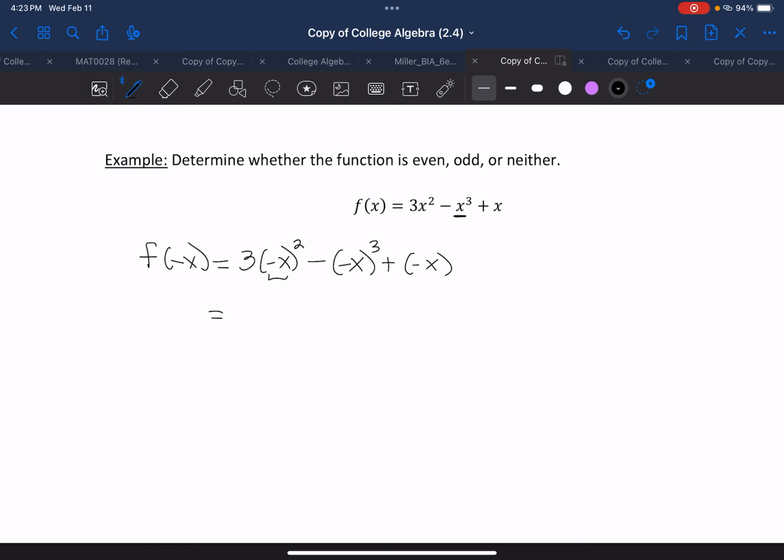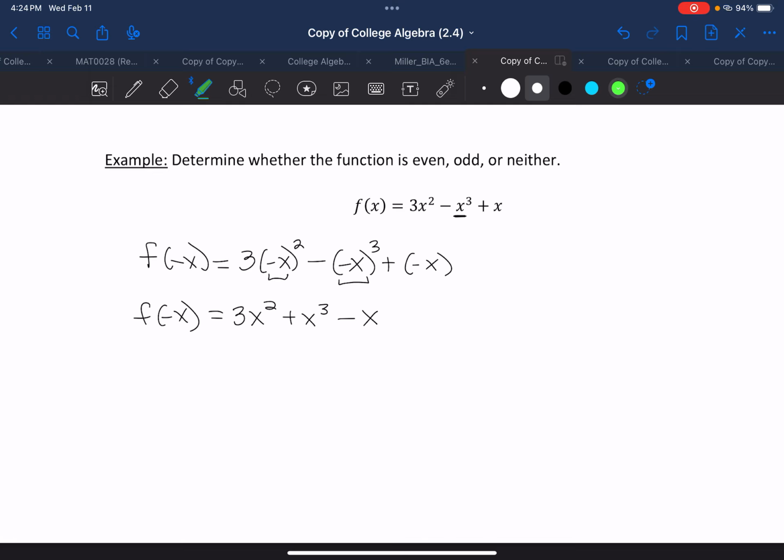So the first negative x squared will change to positive x squared. So that would be 3x squared. This negative x cubed, since that exponent's odd, would remain negative x cubed, but then I have another negative here, so it'll change it to a positive x cubed. And then this would just be negative x. Plus a negative x is the same thing as minus x. So this is my end result after I plugged in negative x.